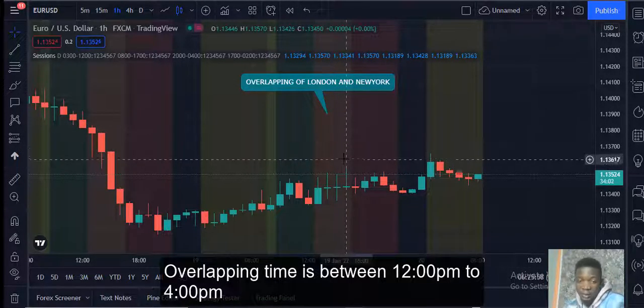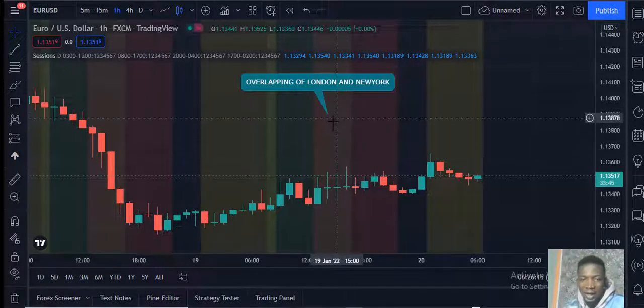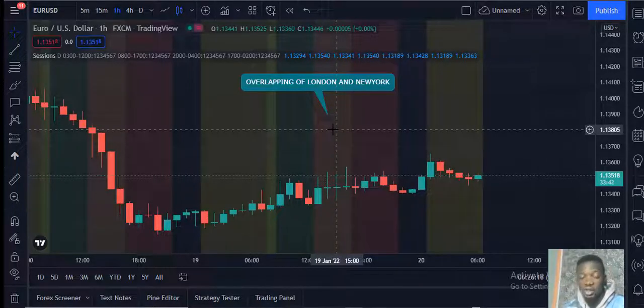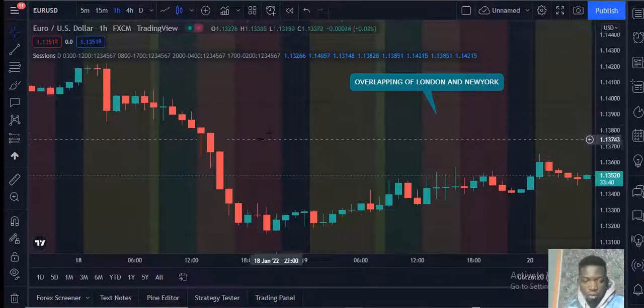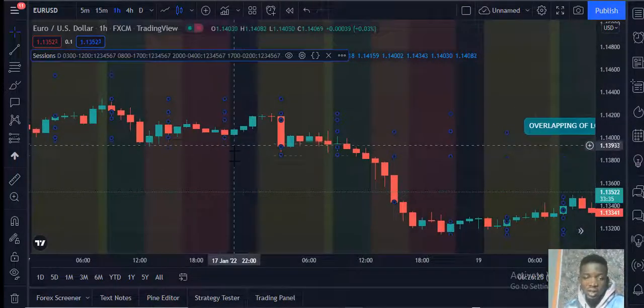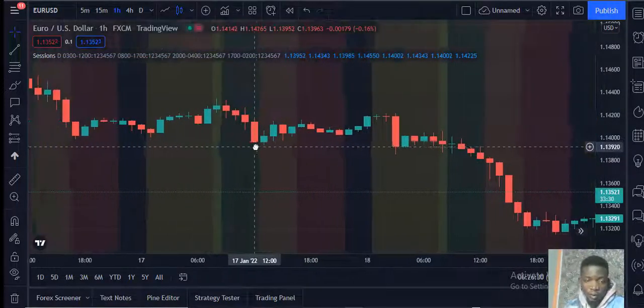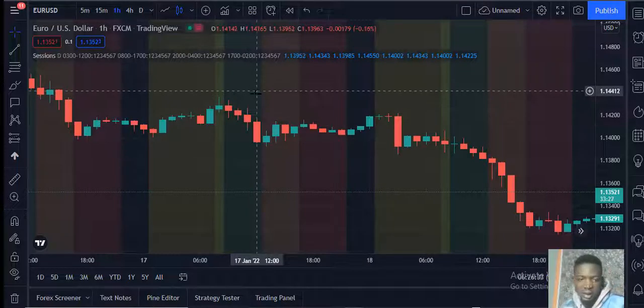And I said something about the New York session: the movement in the market starts to reduce after 4 p.m., after the London session is closed. Now this overlapping period between the London and New York sessions is the very best time to trade big moves, because the London session is getting ready to close, and there will be very fast movement in the market at this time.